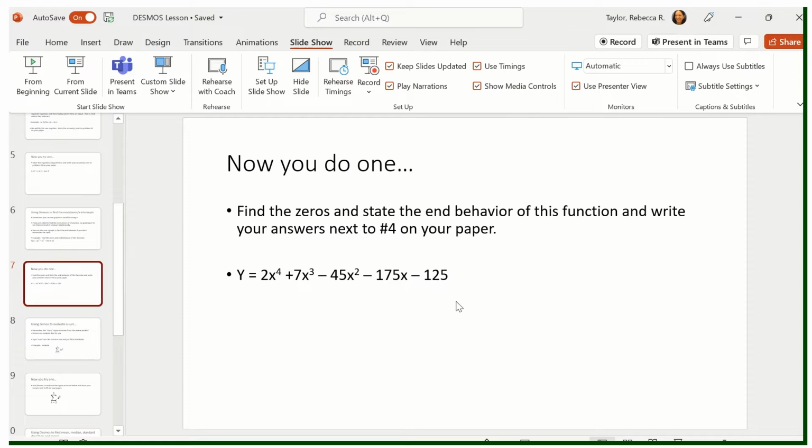And now you're going to do this one. Find the zeros and state the end behavior of this function and write your answers next to number 4. So there it is in all of its glory. So pause the video, graph that on Desmos, and state the roots and the end behavior. So you need to do both. And then unpause the video and move.